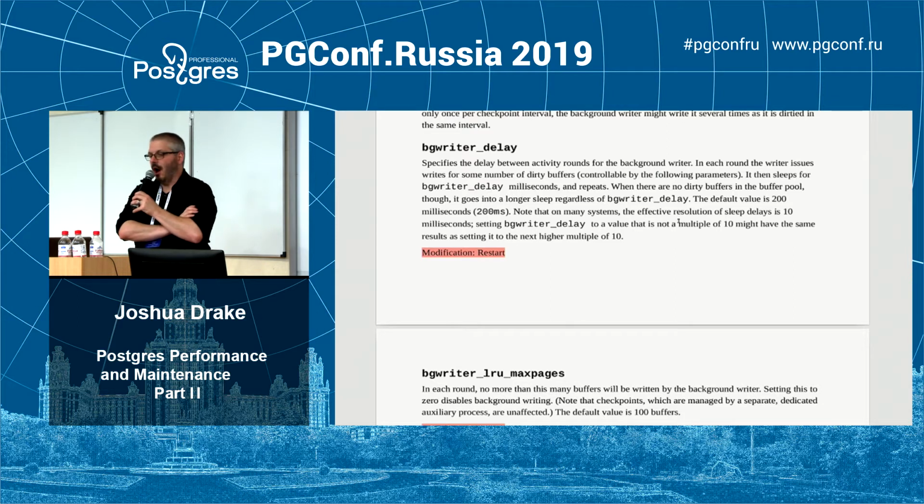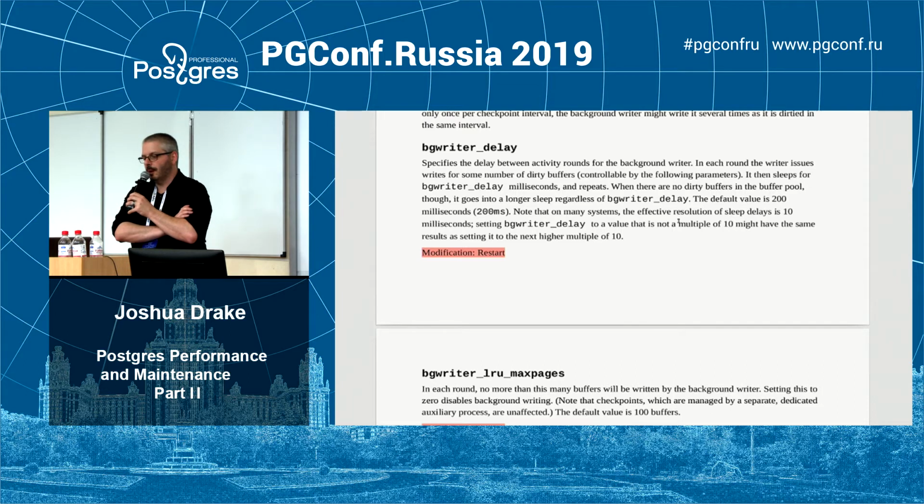Specifies the delay between activity rounds for the background writer. This is similar to autovacuum nap time in that it's not necessarily going to do anything, but it is how much it will wait to check if it does anything. In each round, the writer issues writes for some number of dirty buffers, controllable by the following parameters. It then sleeps for BGWriter delay milliseconds, and repeats.